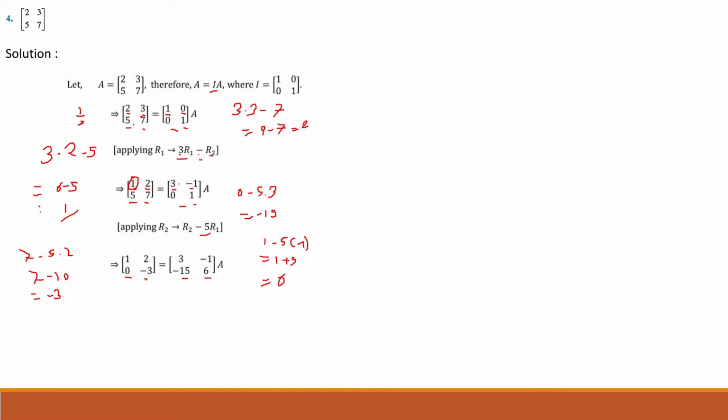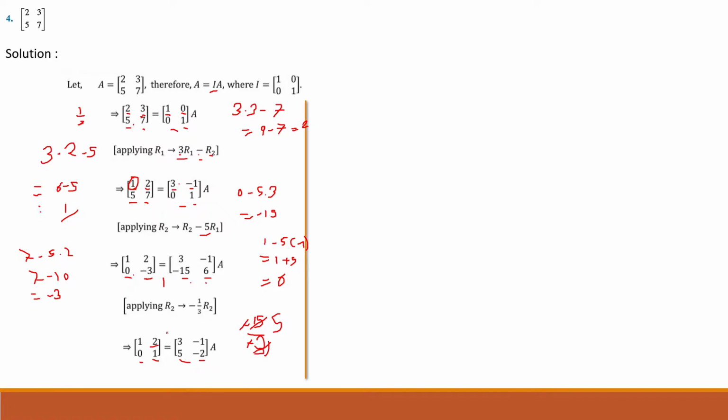Now we have to make this element as 1. We'll simply divide this row with minus 3. So this will be 1. अब यहाँ पे 0 है तो कोई fraction होगा नहीं. And dividing this row with minus 3, minus minus gets cancelled and 3 5s are 15. 3 2s are 6, so this will be minus 2. And for the last element, the transformation will be R1 changes to R1 minus 2R2, so this element becomes 0.